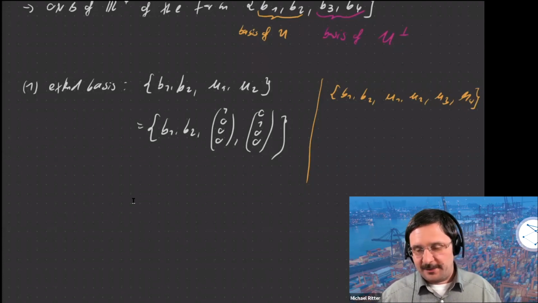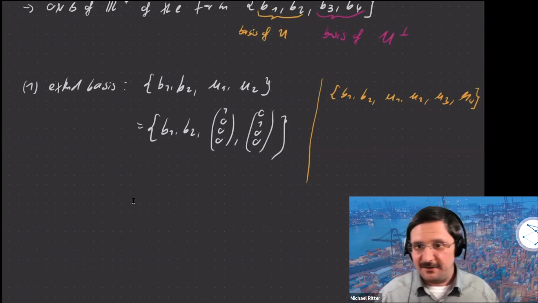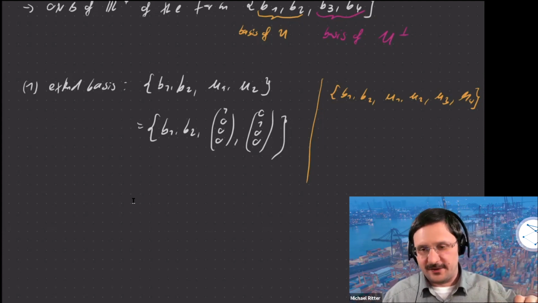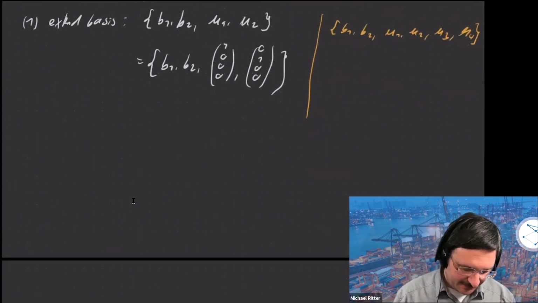But what will happen in the Gram-Schmidt method is that it will automatically detect if you have linearly dependent vectors. But let me first demonstrate how the method works with more vectors than just this one, and then I'll discuss why this will happen and what will happen if we have linearly dependent vectors. So we start by extending the basis.